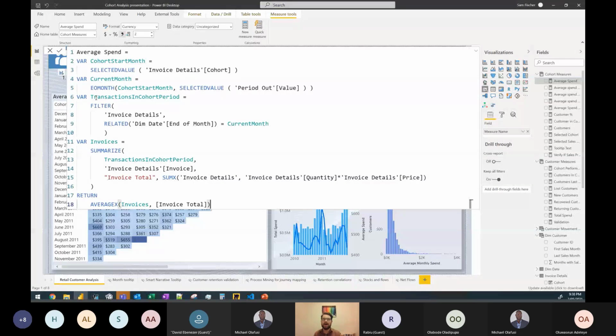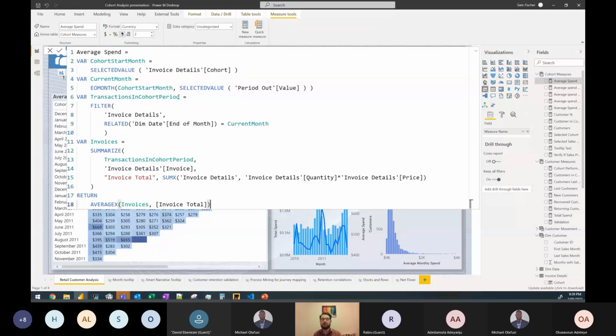We start with our main fact table, and then filter that down to only include the transactions that occurred in the month we're referring to in the column of the pivot table. Say we're looking at May of 2011 as a cohort. If we look at this second column, this is saying, I just want to know the transactions for customers who first bought in May, but then what are their purchases in July of 2011? That's what this transactions in cohort period table does. It just filters that fact table down to the records that we care about.